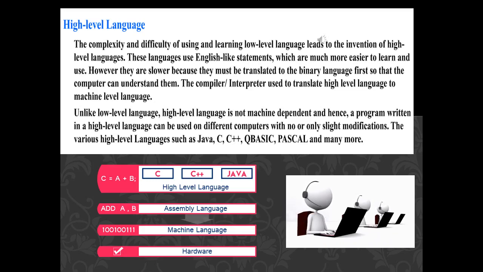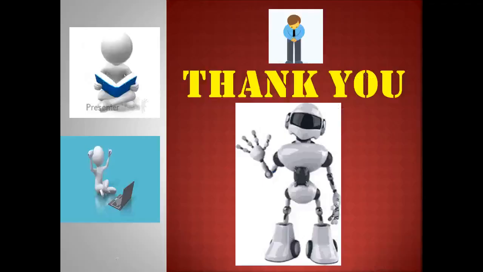Here, the low level language is machine dependent, but high level language is not machine dependent because a program written in high level language can be used on different computers with modifications. Some examples of high level languages are C, C++, Java, etc.